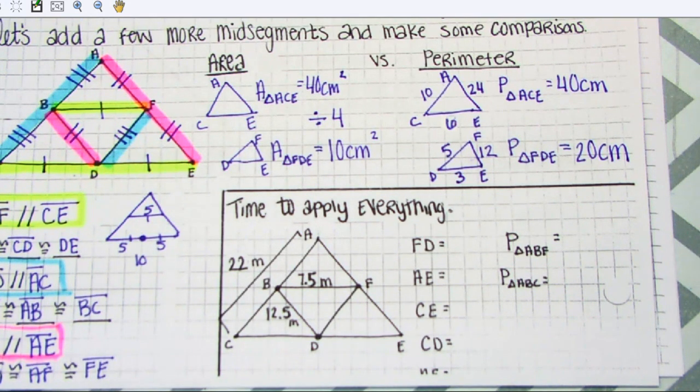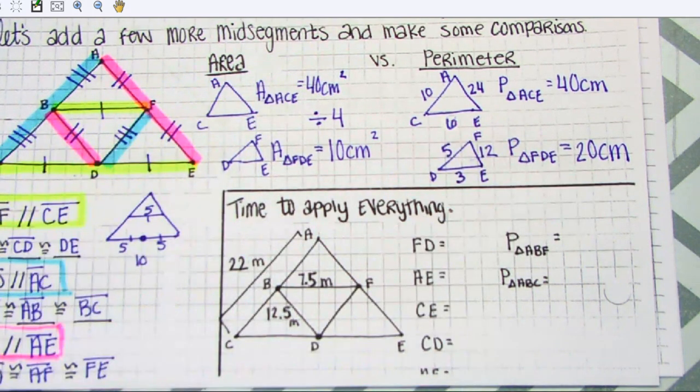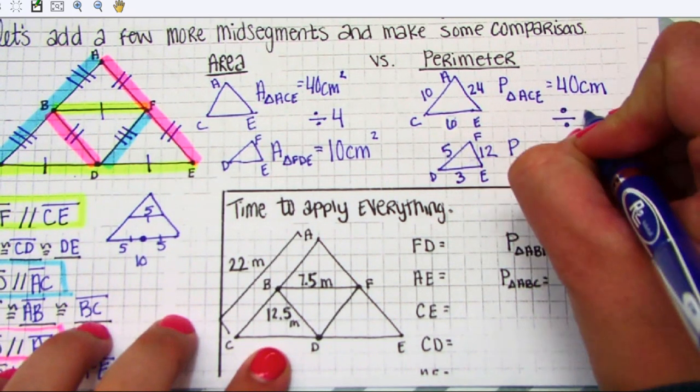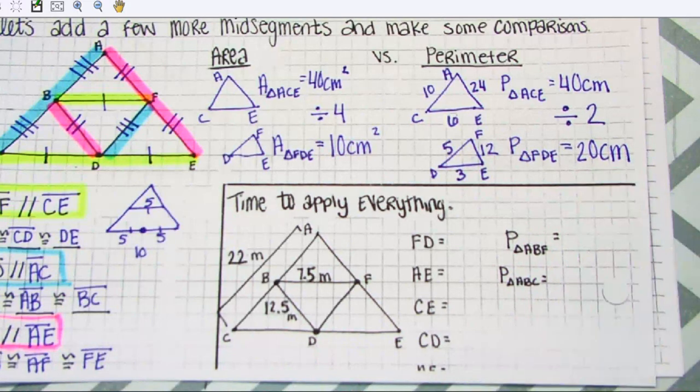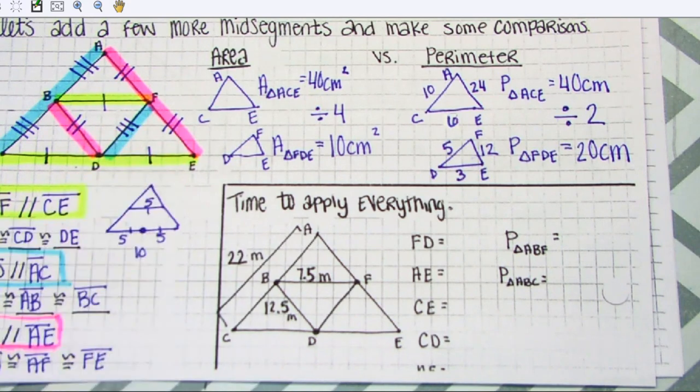Divide by what number? No, 40 divided by 4 is 10. You're on the right track. We want to get to 20 though. 40 divided by what? 2. So 40 divided by 2 is 20. So the perimeter is half. The little tiny triangle is half the perimeter of all of it because it's made up of all the half pieces. It's half of all the measurements.